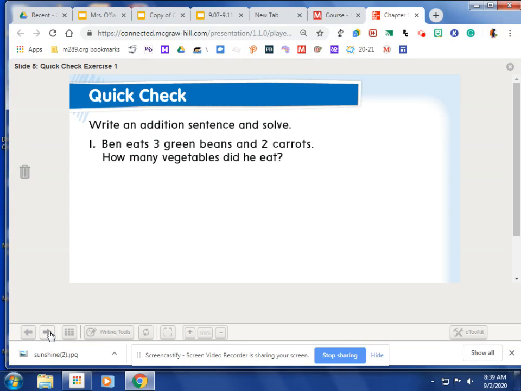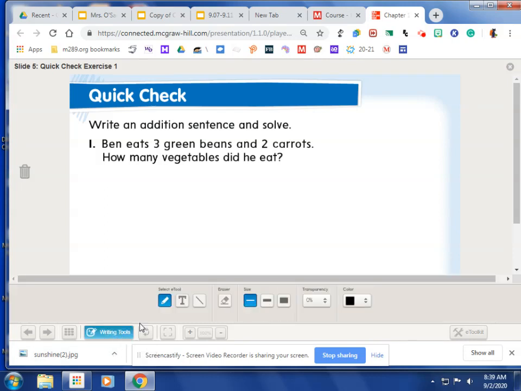It says write an addition sentence and solve. So it wants us to write an addition sentence. If we just give the answer, we're wrong because they want to see the sentence as well. So let's see what our problem is. Ben eats 3 green beans and 2 carrots. How many vegetables did he eat? Well, we have to write 3 plus 2 equals, and we have to figure it out.